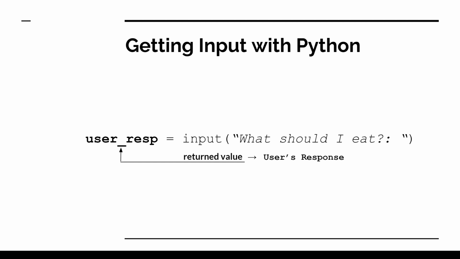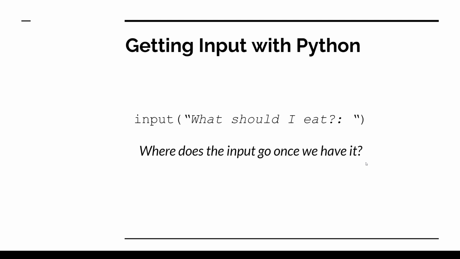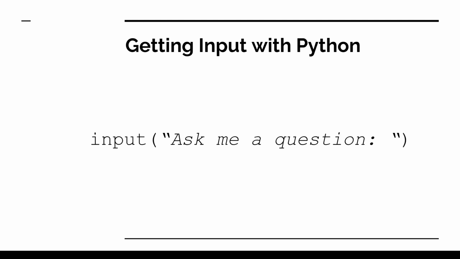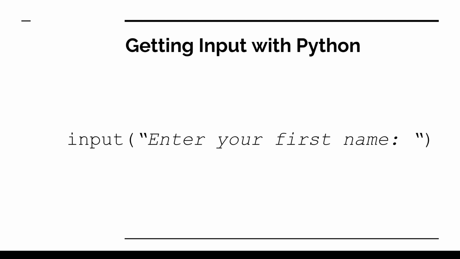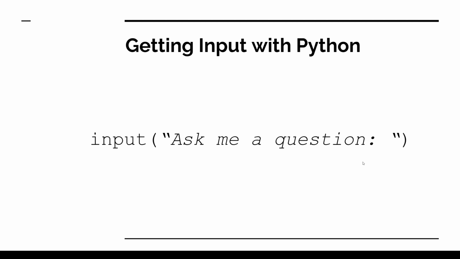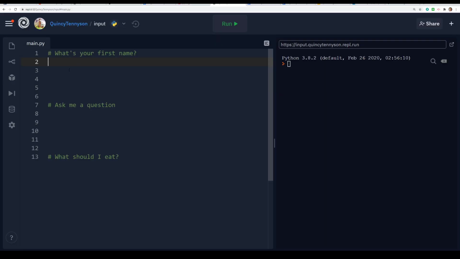In this case, presumably, I'm going to answer a question about what that person wants to eat. So let's take a look at our three questions here in some examples. We've got what should I eat, ask me a question, and enter your first name. We're going to look at some examples of how we would use those in a Python program. Let's get started with these three examples of using input.